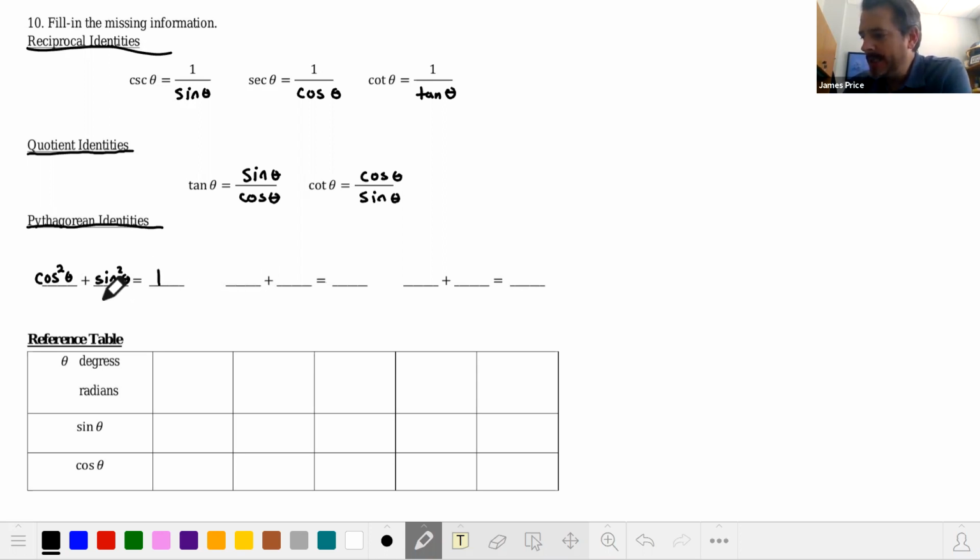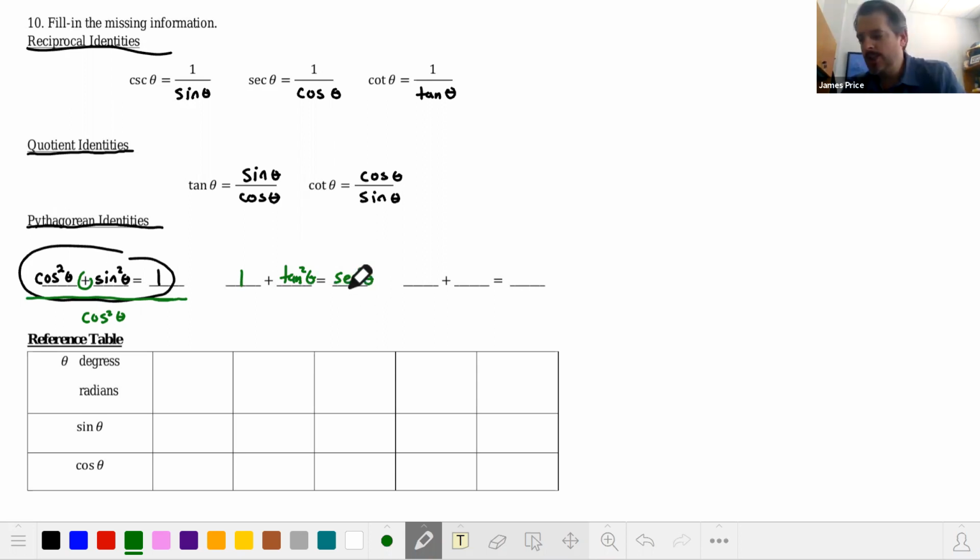And then the other two identities come from this first one by first dividing both sides by cosine squared theta. So if you divide both sides by cosine squared theta, notice what happens. We get a 1 here, and then a plus, and then sine squared over cosine squared is a tan squared theta. And then 1 over cosine squared theta, of course, is a secant squared theta.